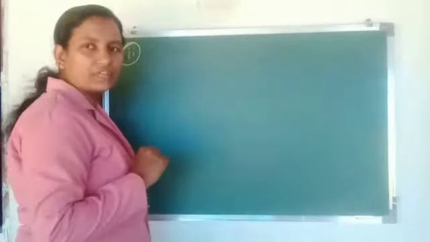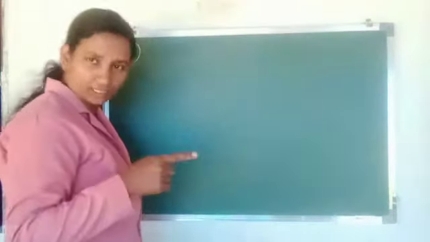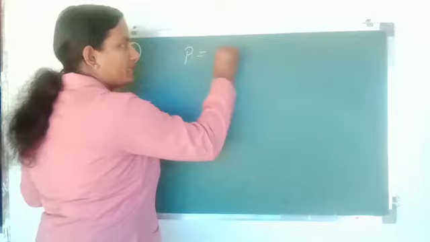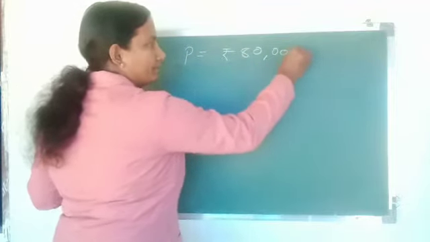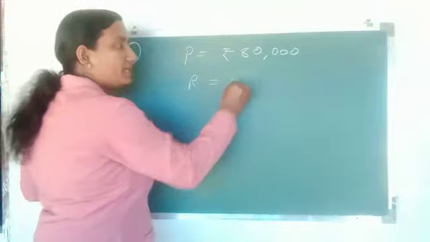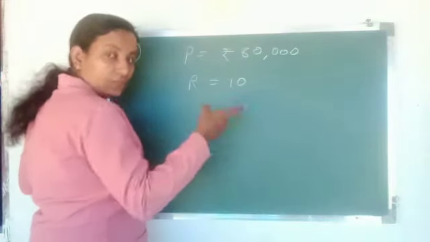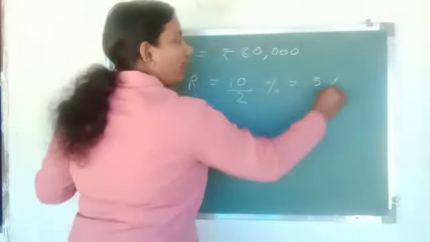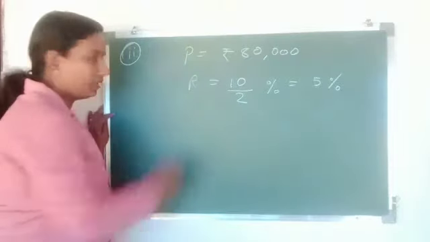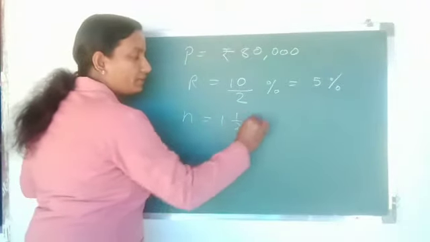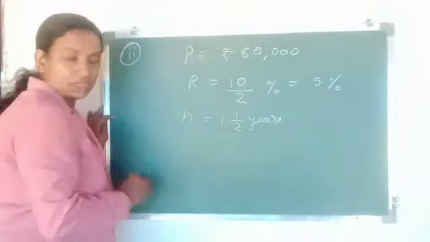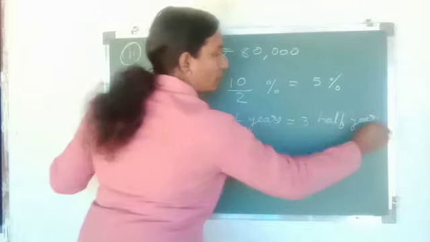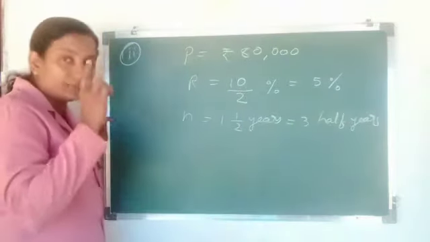Second question: the interest is compounded half yearly. Principal P is equal to rupees 80,000. R is equal to 10% per annum, so here 10 by 2, which is 5% per half year. N is equal to 1.5 years, so it is equal to 3 half years.